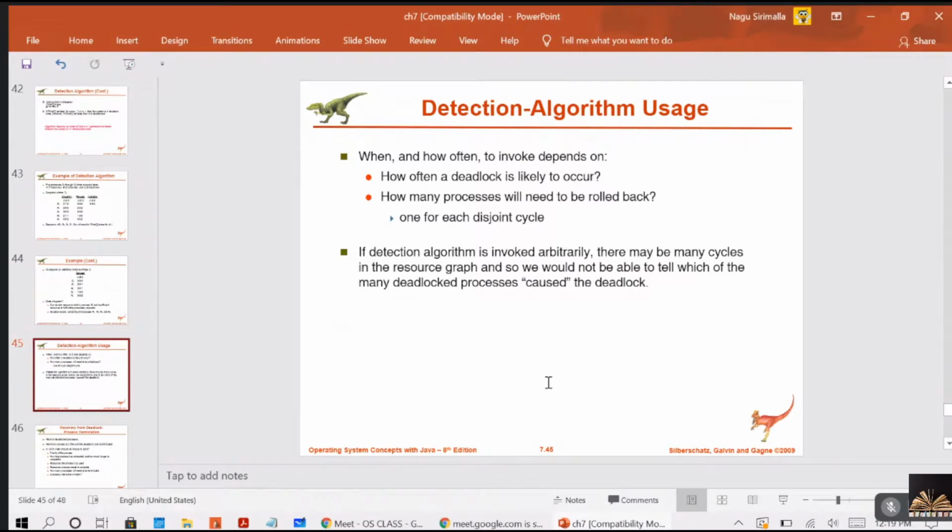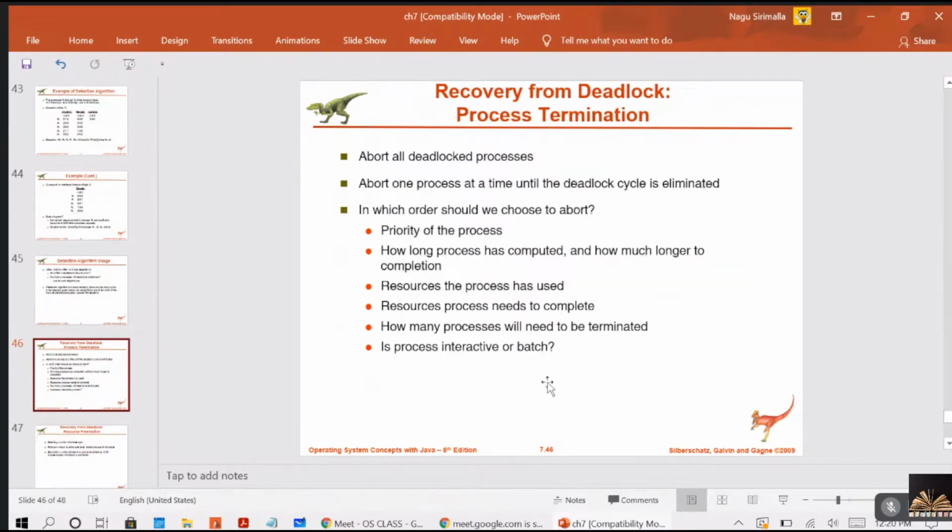Then recovery from the deadlock, ma'am. For this, you have 2 options. One is process termination, then resource preemption. If a deadlock situation is happening because of a process, simply terminate the process. Or else resource preemption, you can remove the resources from the process, right? Very simple. Abort all deadlocked processes, or abort one process at a time until the deadlock cycle is eliminated, right?